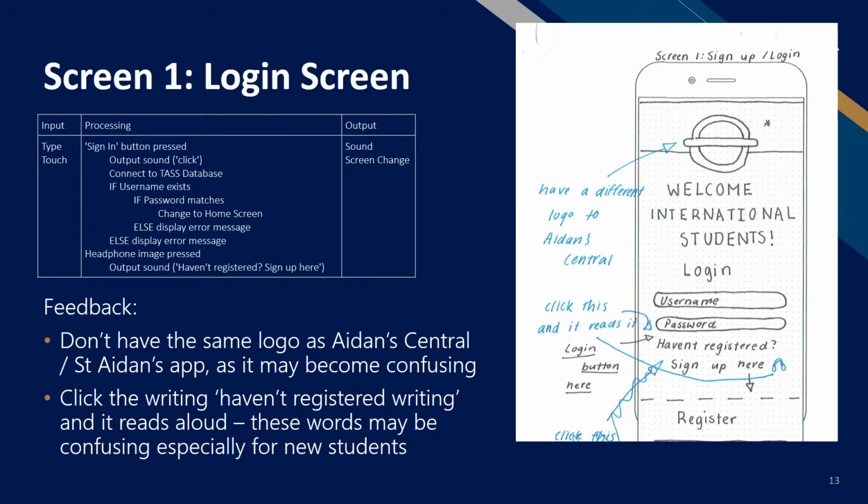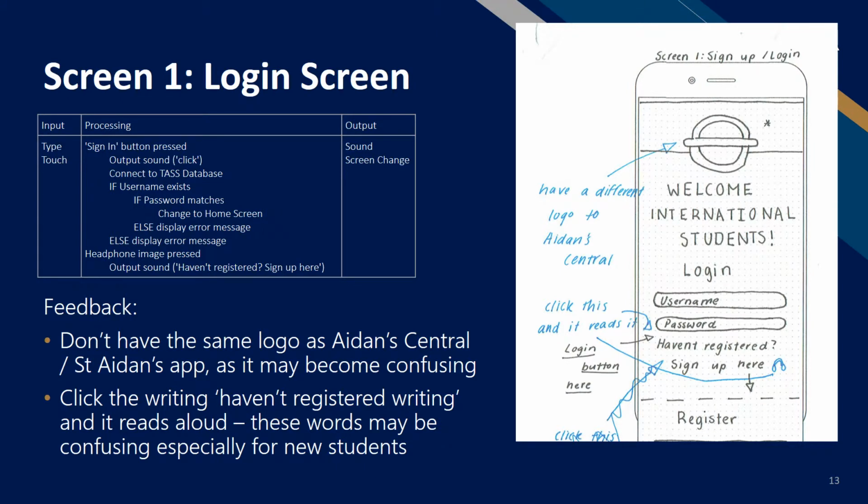This is the first page in which users will be navigated to when first opening the app. It contains two text boxes for the login of the user, which will mean that all details the user enters into the application will be saved via the TAS database. In all screens on the app, there is a bar at the top of the page with the Aiden's International logo, which will ensure users know what app they are in. Finally, there is a button at the bottom of the page to link the user to a registration page in the application. Every time a button is pressed in the application, a click sound is outputted.